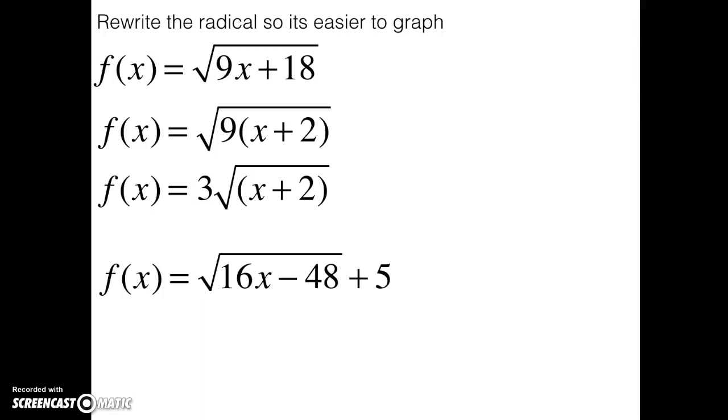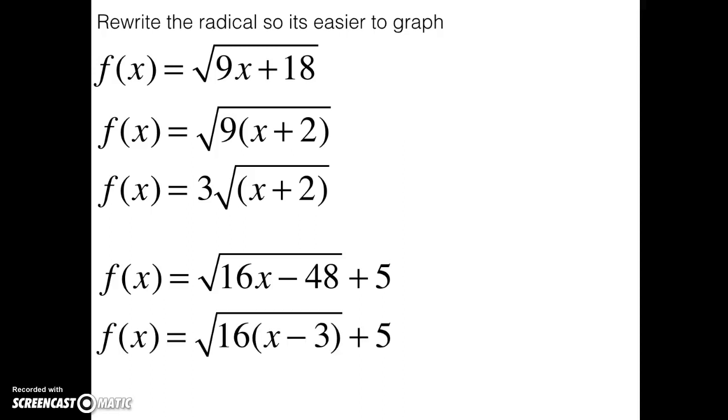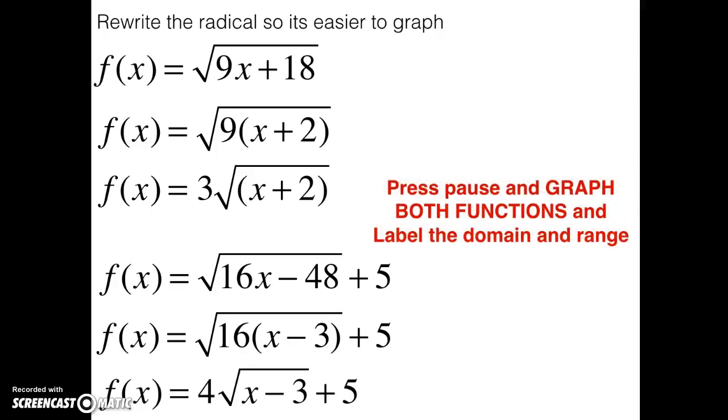The second example, we have the square root of 16x minus 48, and that 5 is added at the back of the square root symbol. Common factor between 16 and 48 is 16. Square root of 16 is 4. We have 4 times the square root of x minus 3 plus 5. So what I want you to do now is I want you to press pause, graph both the functions, and label the domain and range. I will show you what the graphs look like on the next slide.